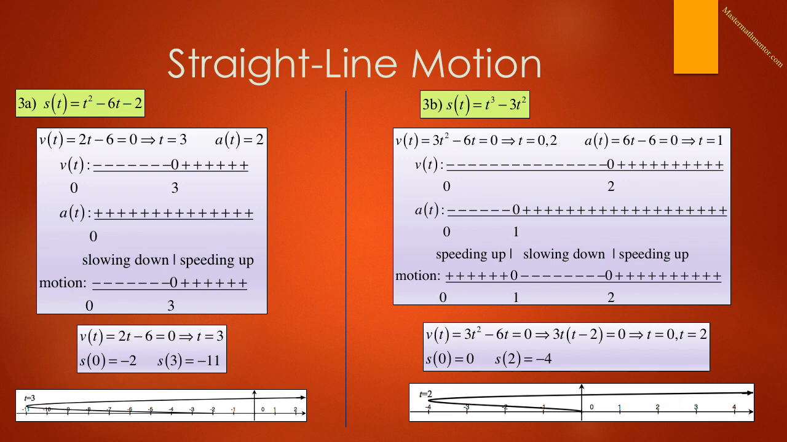We show this on our number line. At t equals 0, the particle is at the origin, and at t equals 2, the particle is at negative 4. And looking at our velocity chart, our particle moves left for the first 2 seconds and then moves to the right forever.